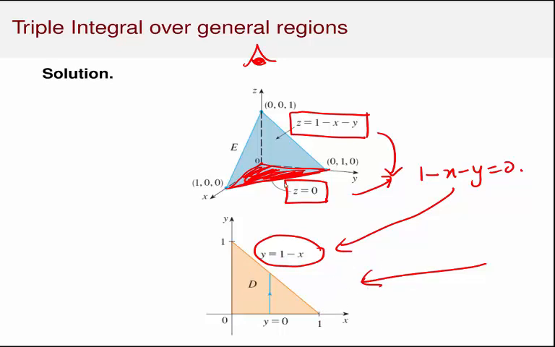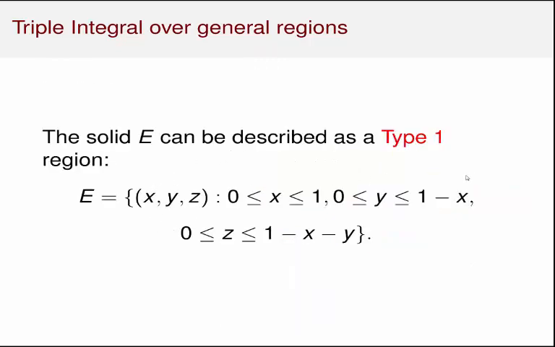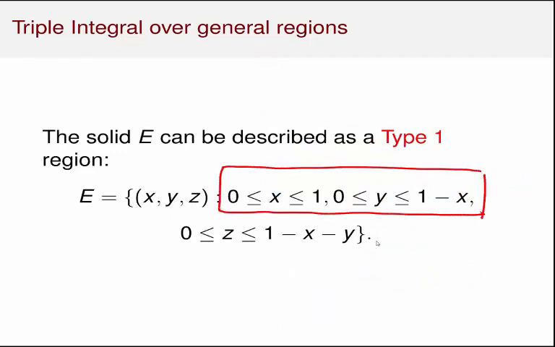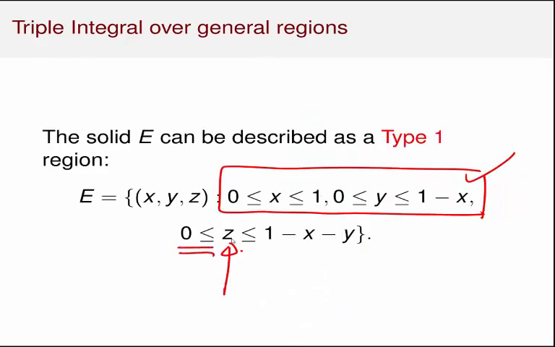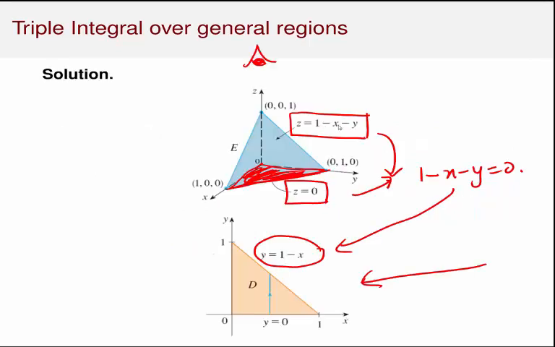Anyway, let us now describe this type 1 region. Well, the region is a set of points such that the xy comes from the projection D. Let us worry about this description for D later on. Let us now focus on the variable z. You see, the variable z is bounded below by the bottom surface and above by the top surface. If we look at the figure, the bottom surface bounding the solid is the xy plane, whose equation is z equals 0. So that's why we have the lower bound here given by z equals 0. And of course, the upper bound comes from the plane z equals 1 minus x minus y. That is the top surface bounding this solid.